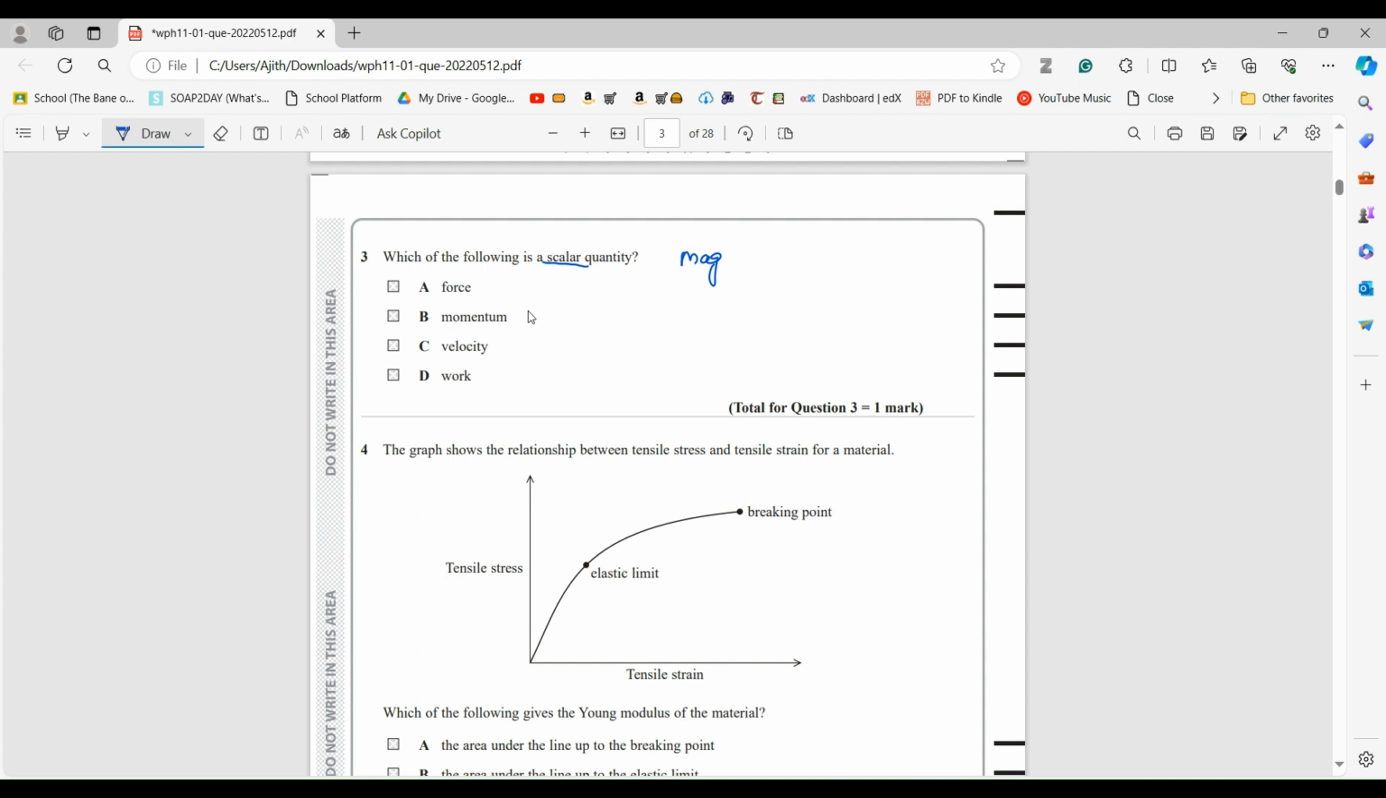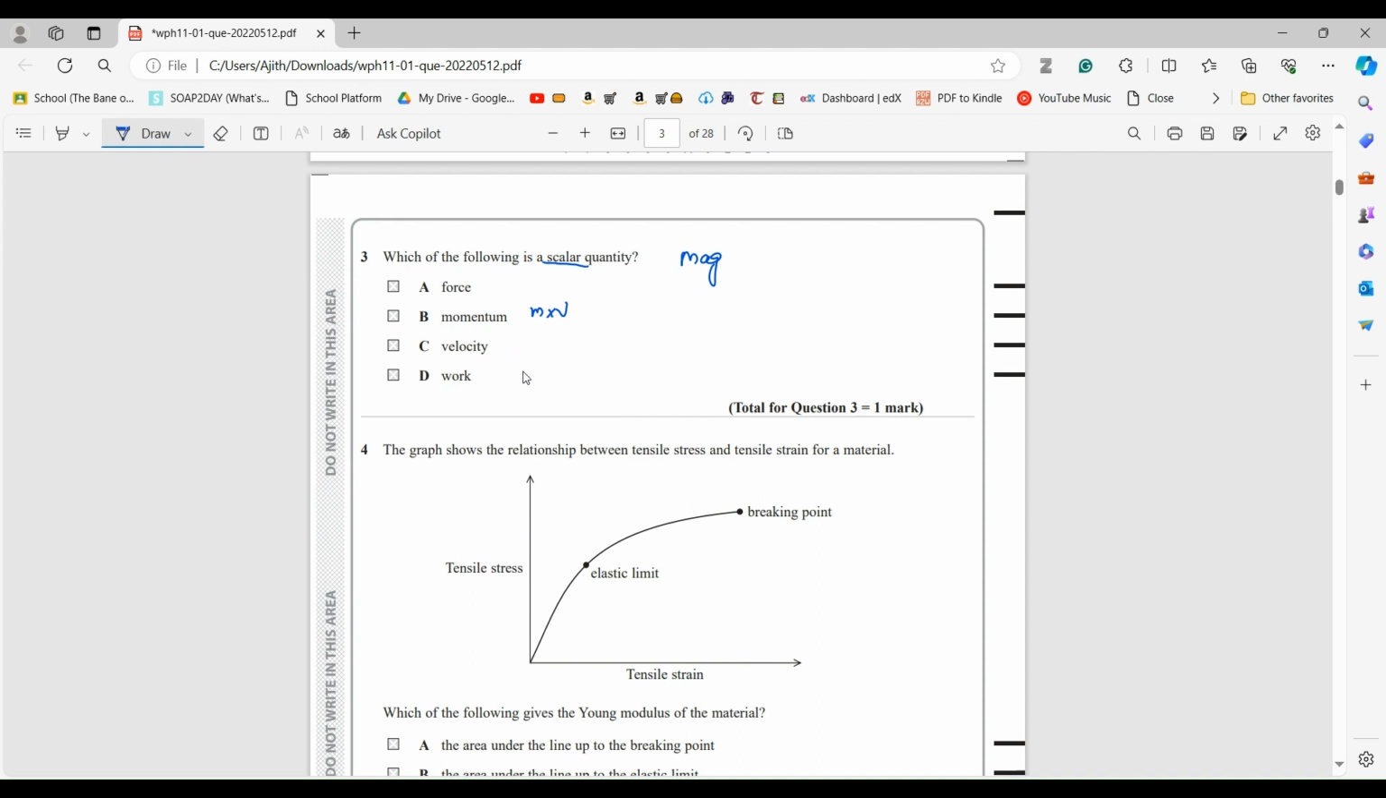Momentum. The formula for momentum is mass multiplied by velocity. Now, velocity is the speed of an object, but in a particular direction. So, velocity is a vector, so momentum is a vector. So, B is out of the question. C is also not the correct answer. Now, let's come to D.